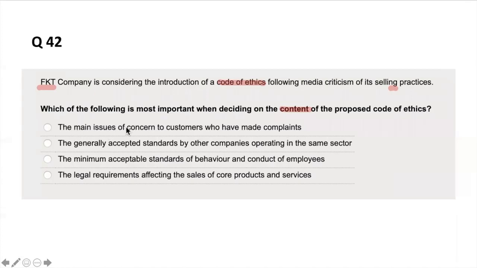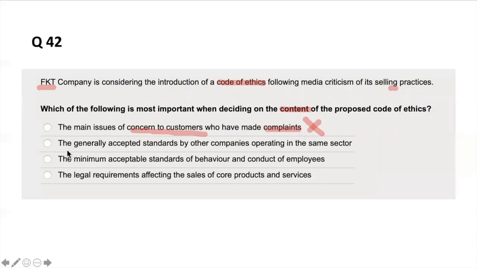First, the main issues of concern to customers who have made complaints. This is not very important when deciding the content of your code of ethics because it only looks at the concern to customers that have made complaints. We don't want to talk about them only. That's one area of concern. It happened recently, but our code of ethics is not going to cover only the complaints of the people from the selling practices that were recent.